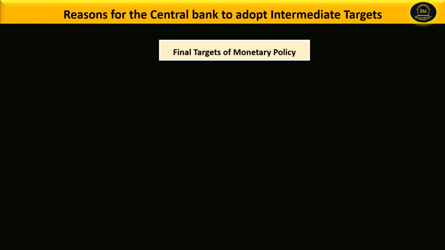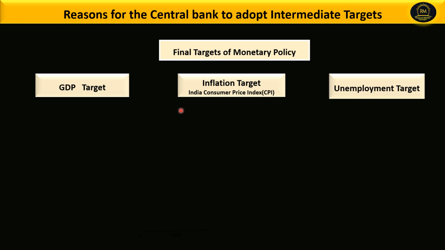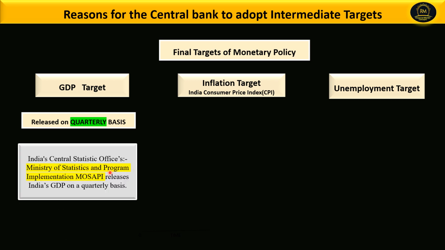So now it is clear that when we talk about the final targets of monetary policy, which involve the GDP target, the inflation target, and the unemployment target, these targets no doubt are very politically sensitive. Either you talk about unemployment, inflation, or GDP, these are very politically sensitive data and involve political debate in the country. Along with that, the collection of these data involves time lag, because the Ministry of Statistics and Program Implementation releases India's GDP data on quarterly basis.